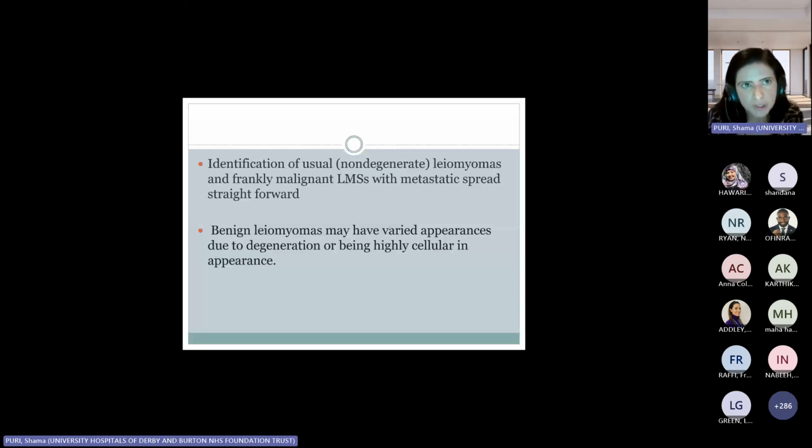If we look at the two ends of the spectrum, one end is when something is very obviously fibroid on MRI, and that's easy. The other end is when you've got a frankly malignant tumor with metastatic spread, peritoneal metastases, nodes, and then you definitely know this is leiomyosarcoma. However, in between, when those benign leiomyomas start having varied complex appearances, either due to degeneration or due to cellularity, that's when things get complex.